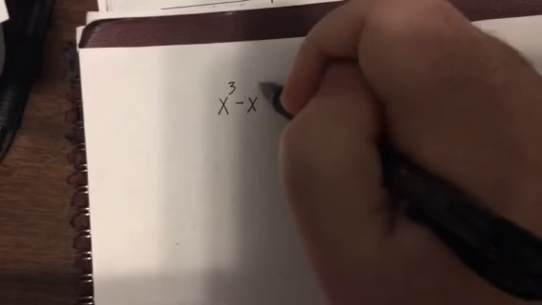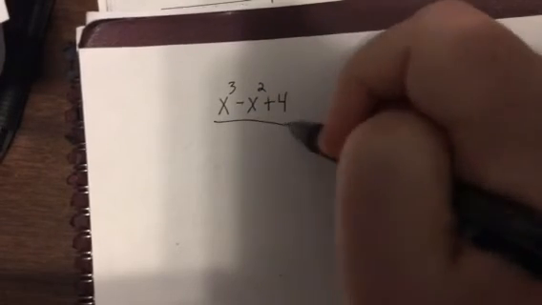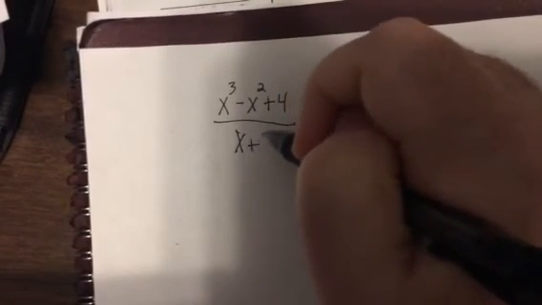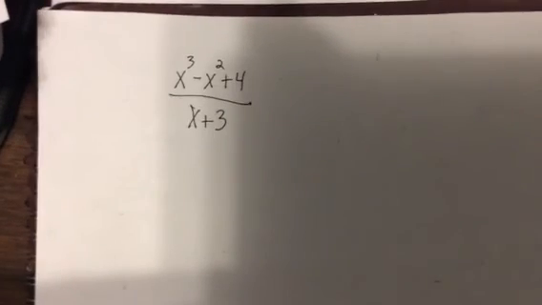Well, we got a couple minutes here. Go ahead and try one here. Let me put it on here. Let's go x cubed minus x squared plus 4 over x plus 3. Go ahead, try it, and then I'll do it.